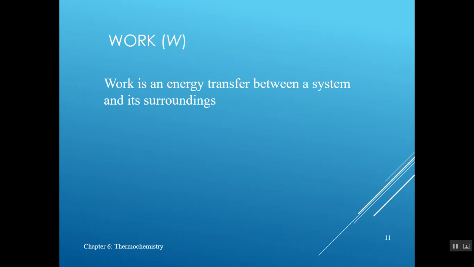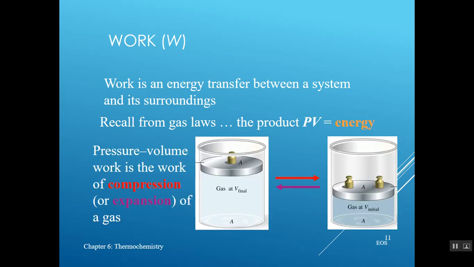Okay, let's say some things about work. Work can be considered to be an energy transfer between system and surroundings. If you recall from the ideal gas equation, PV is equal to nRT. The product PV can actually be seen as an energy term. So if you think about a gas undergoing either compression or expansion, we can calculate or express the energy changes involved in terms of the pressure and volume changes that are taking place.